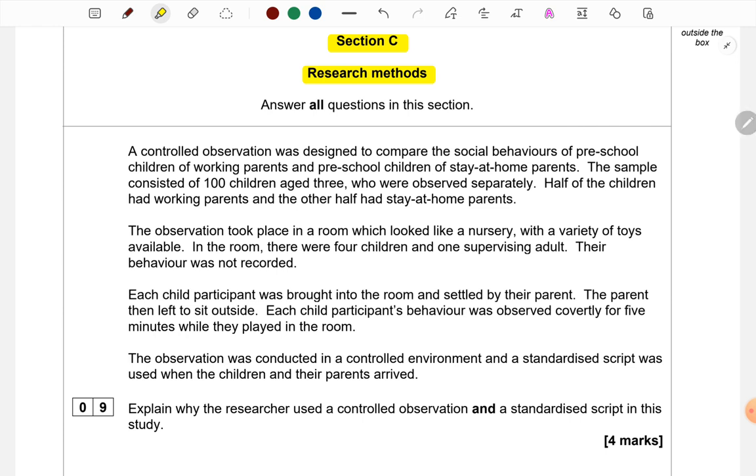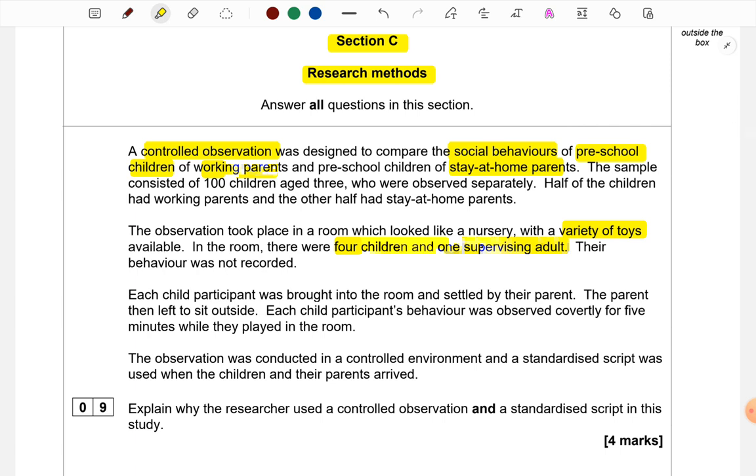So, a controlled observation was designed to compare the social behaviors of preschool children of working parents and preschool children of stay at home parents. The sample consisted of 100 children aged 3 who were observed separately. Half of the children had working parents and the other half had stay at home parents. The observation took place in a room which looked like a nursery with a variety of toys available. In the room, there were 4 children and one supervising adult. Their behavior was not recorded.